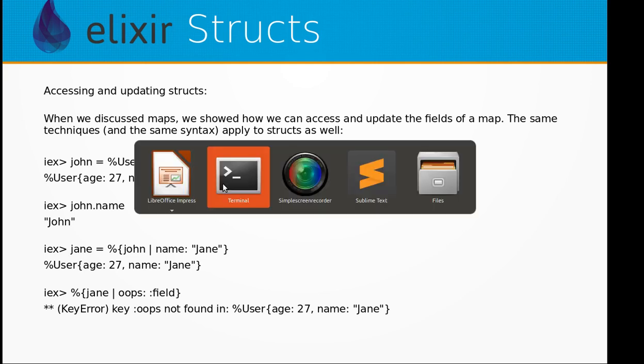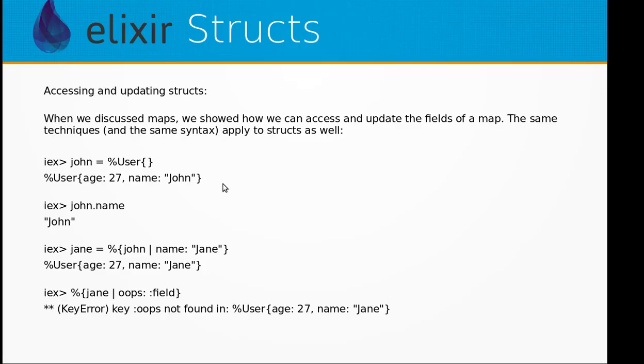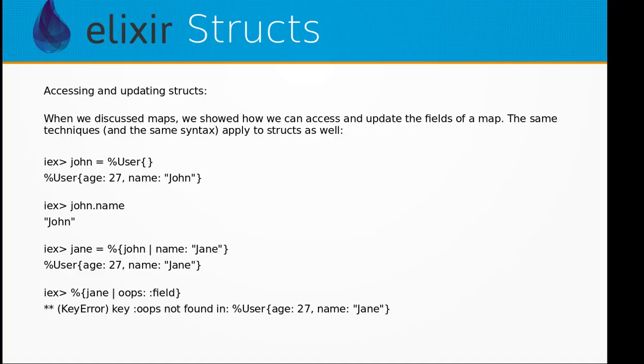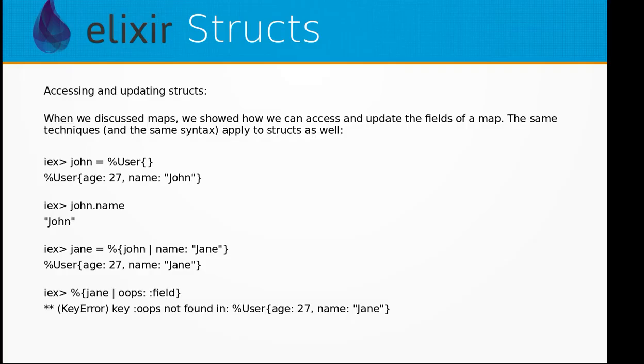So if I assign user to John, I'll get the data. John is now a struct and it holds all the data from the user struct. So if I type in John.name, I get John, and if I type John.age, I'll get 27. So now John has become the user struct.